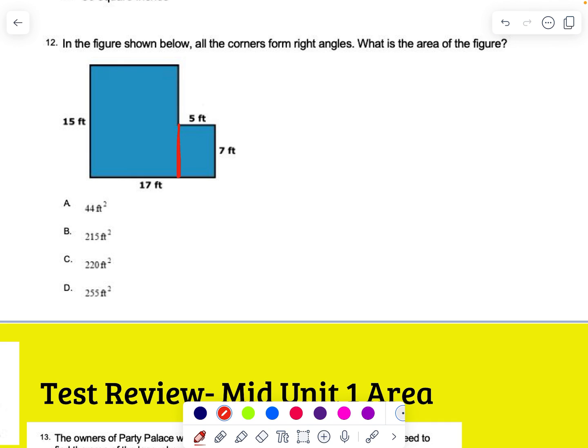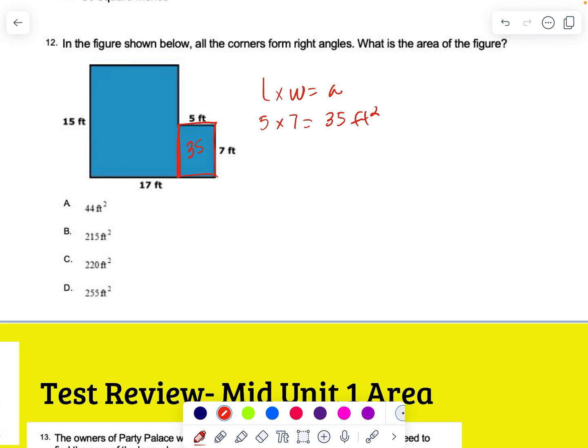Thank you. Okay, so let's first find the area of this lovely little rectangle here, which we know we're going to use length times width equals area. And so the length is 5 times the width is 7, and that's 35 feet squared. There's no dividing by 2 because this is a rectangle.